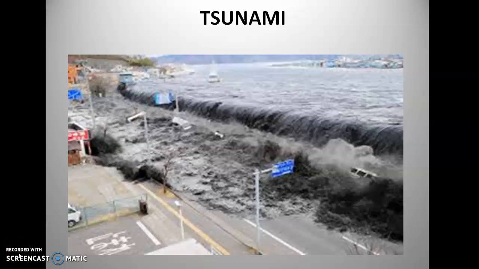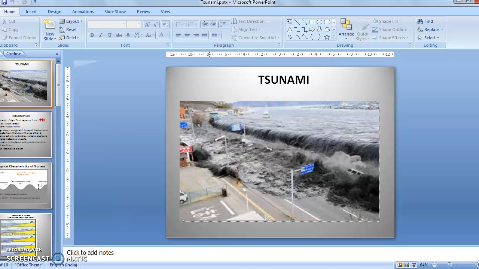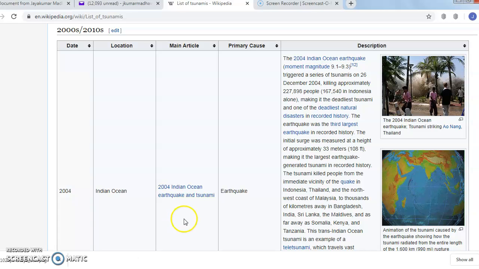Hi dear students, we'll be discussing tsunami in this section. Hope all of you are familiar with the term tsunami, because we are so familiar with the tsunami that occurred in 2004, and what you are seeing on the screen is the details of the 2004 tsunami that happened in the Indian Ocean because of the earthquake that occurred in the Indian Ocean.